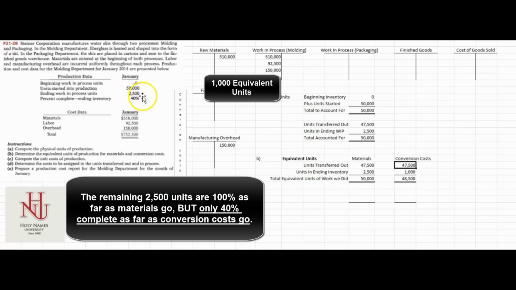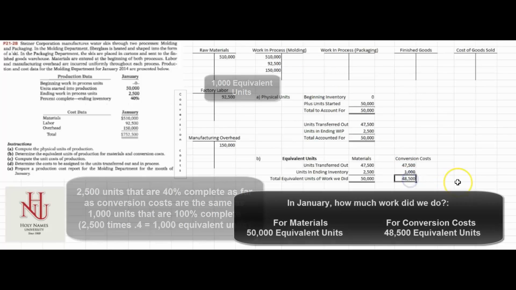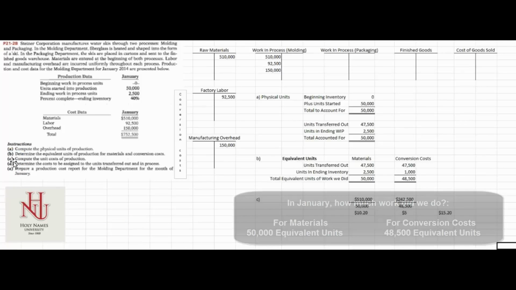2,500 units that are 40% complete are the same as 1,000 complete units. In other words, 0.4 times 2,500 is 1,000. So 47,500 that went on, plus the 1,000 equivalent units that are left, means that our equivalent units as far as conversion costs go are 48,500. Part C says compute the unit costs of production.